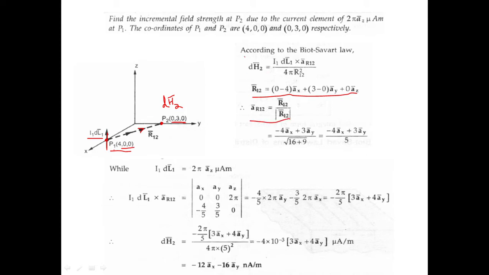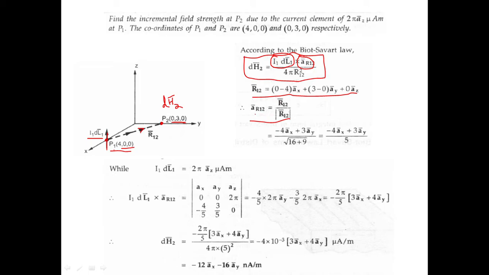So this is the formula we are going to use. You know that we got it from Biot-Savart's law, correct? So we need I dL1, which is already given in the question, right? And we need aR12. That is the unit vector for this one. So we need to find aR12.